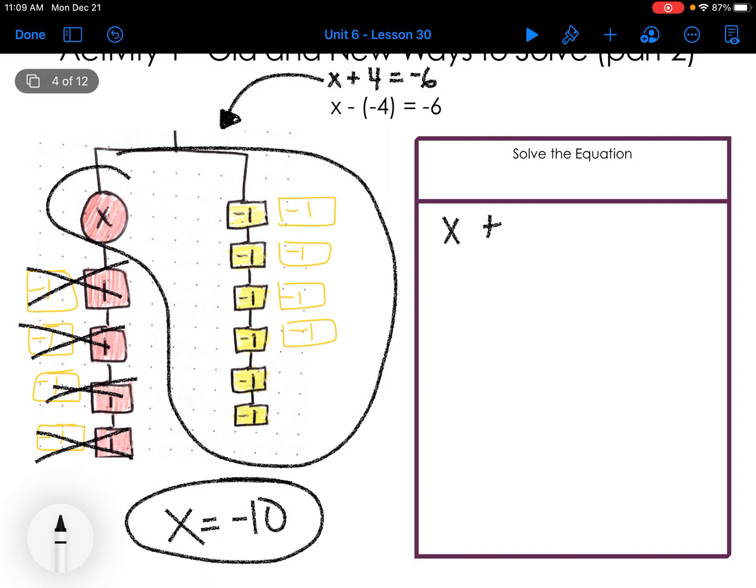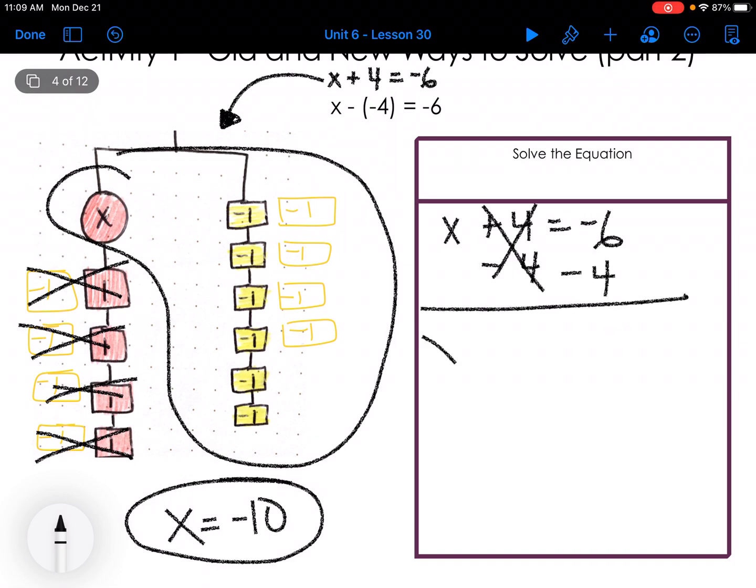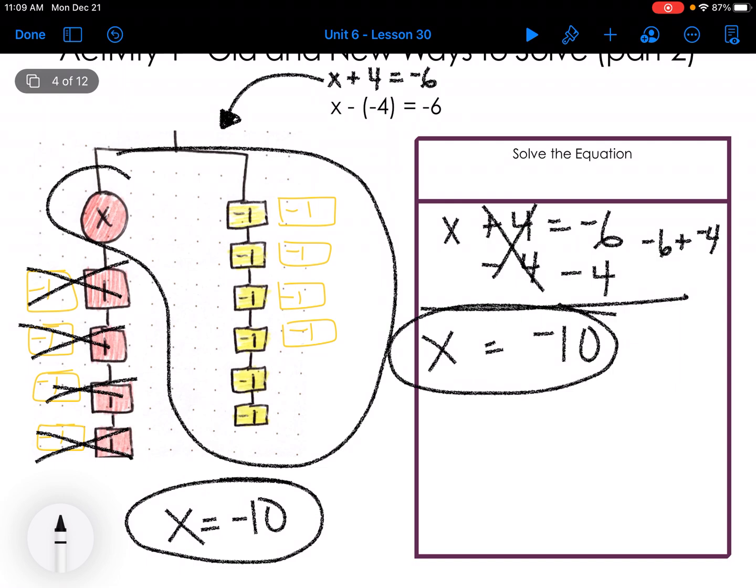I'm going to solve the equation over here. So x plus 4 equals -6. So I'm going to use my 0 out strategy. X equals, and this says -6 plus a -4. Okay, signs are the same, you add, and you take the sign of both numbers, which is negative. X equals negative 10.